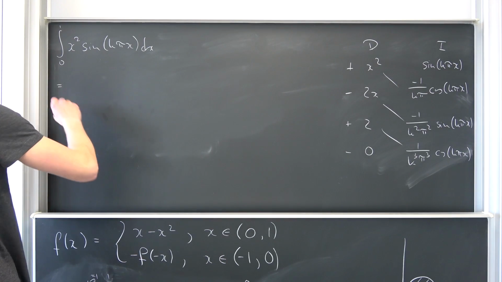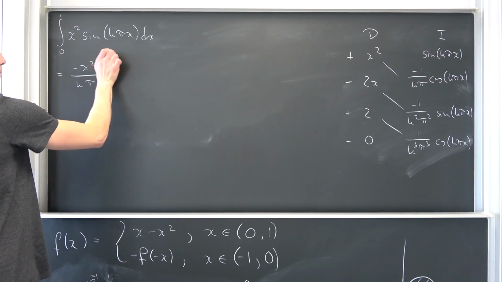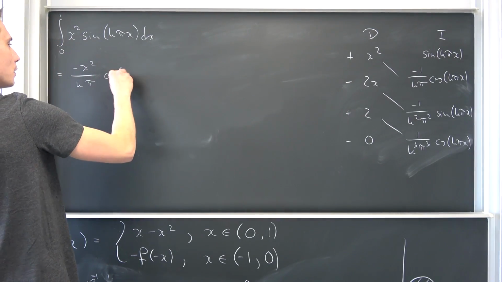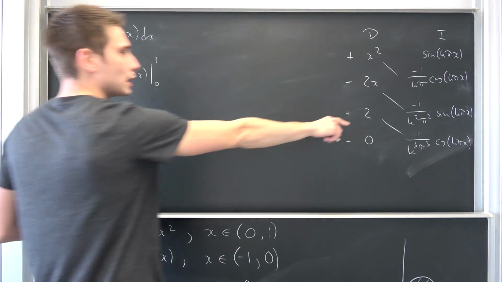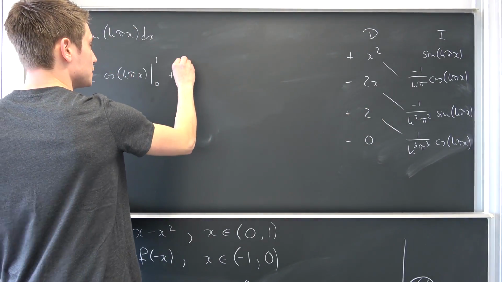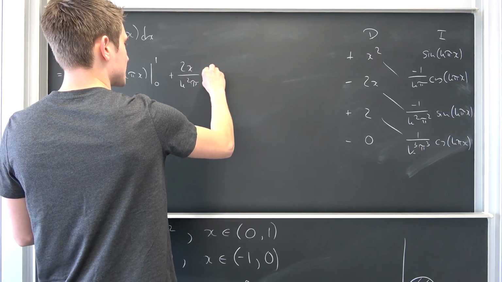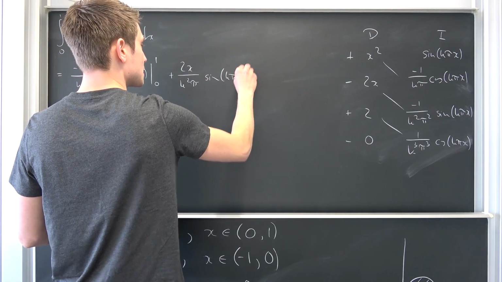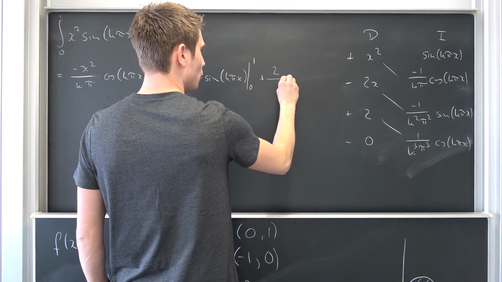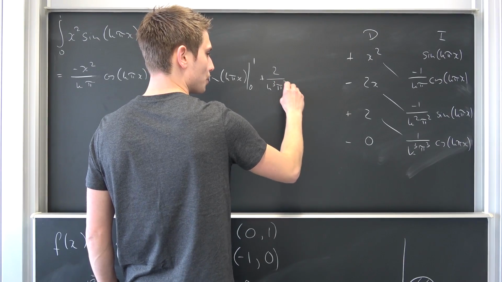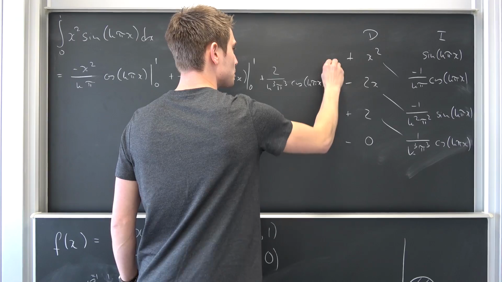We're going to end up with, I'm going to put it here, negative x squared over k times pi times the cosine of k times pi times x from 0 to 1. Also, we are going to have negative is positive, so positive 2 times x over k squared pi squared times the sine of k times pi times x from 0 to 1. And also this last part, positive 2 over k to the third power, pi to the third power, or cube, whatever you want to say, cosine of k times pi times x from 0 to 1.